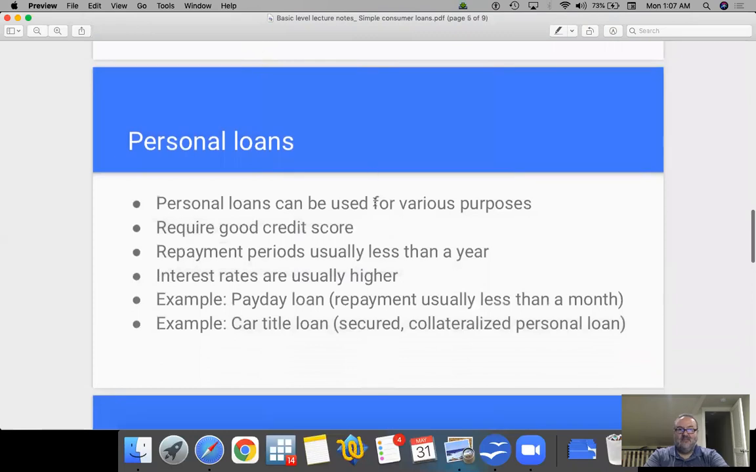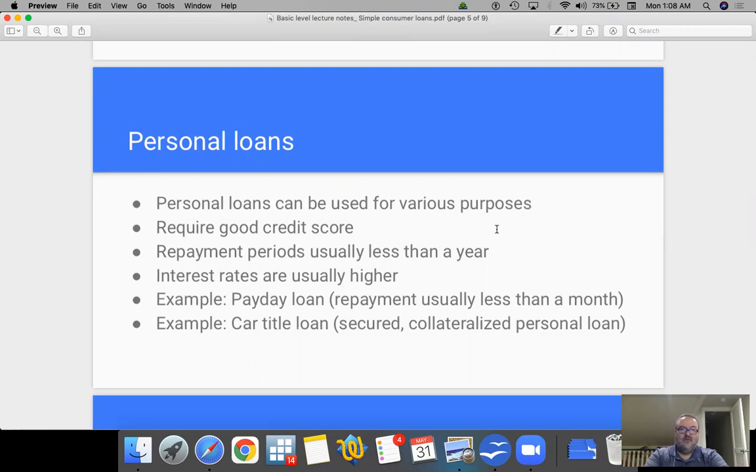So personal loans can be used for various purposes. You basically can borrow this to pay down credit cards that are a lot more costly than, for instance, consolidation loans. You could get a personal loan to buy a laptop, fix your house, fix your car, that sort of thing. So it does require a good credit score if it is unsecured.